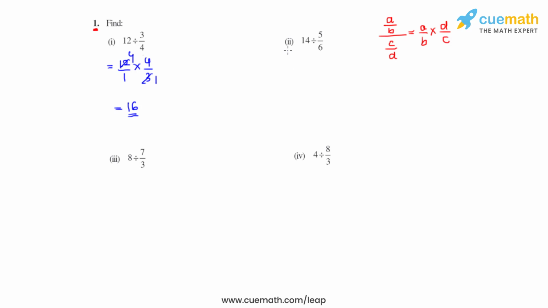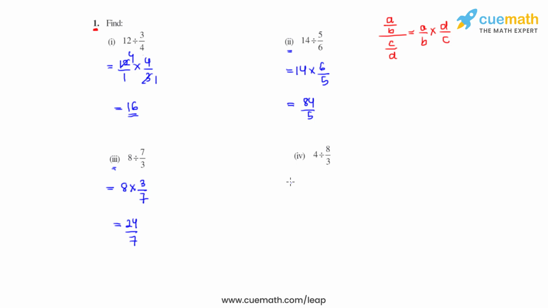Coming to the second bit, we have 14 divided by 5 over 6. So the reciprocal of 5 over 6 is 6 over 5. Multiplication of these two gives us the product as 84 over 5. Now coming to the third bit, we have 8 to be divided by 7 over 3. So the reciprocal of 7 over 3 is 3 over 7. And that gives us the final answer as 24 over 7.